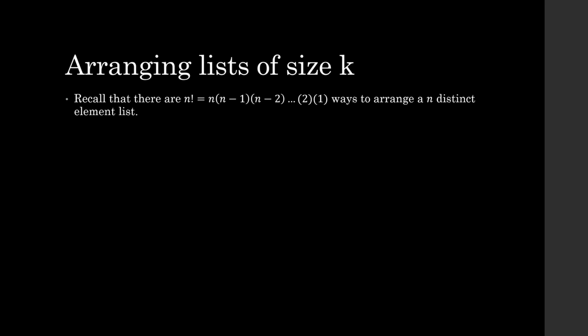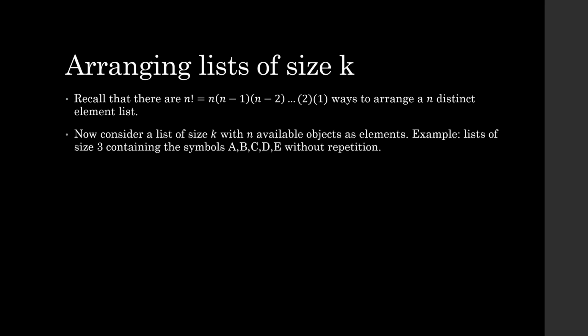So first of all, recall that there are exactly n factorial, so n exclamation mark, ways of arranging an n distinct element list. And so n factorial is equivalent to n times n minus 1 times n minus 2 all the way down to 2 times 1. So it's the product of all the first n natural numbers, excluding 0. So now I want you to consider a list of size k, but with n available objects as elements. Before we had a list of size n, and we had n available distinct elements. Now it's kind of like we want to take a list of size n, with n distinct elements, but instead we want to take a sublist of that, a list of size k instead.